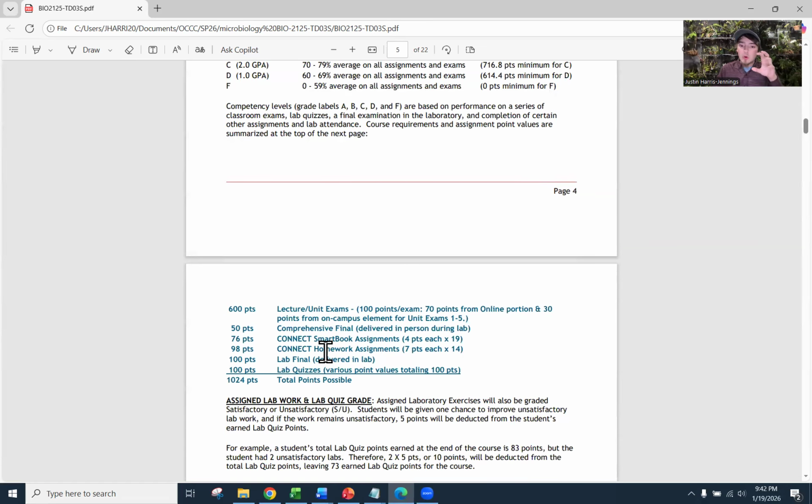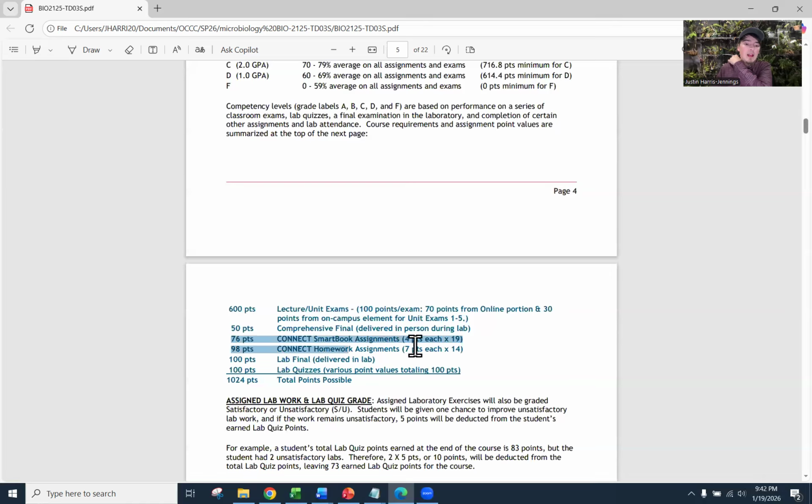For the course itself, you're going to have 6 unit exams, and these are going to be delivered online and in person, where 70 points is going to come from the online portion and 30 points is going to come from the in-person portion that we take during lab session. We're then going to have a comprehensive final at the end of the year, and that's going to cover all of the 6 units that we learn about.